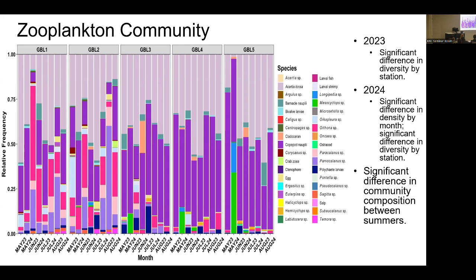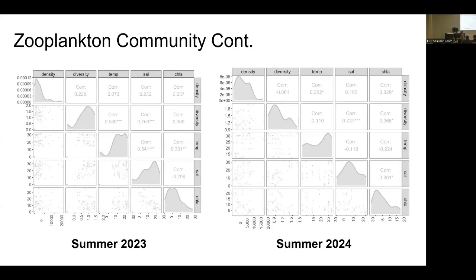So then after a MANOVA, I saw that there were significant differences in community composition between both summers. So generally, composition was affected by the differences in the environment. And then this is just a look at the biological parameters and the environmental parameters taken together. So in 2023 and in 2024, both years, there was a significant strong positive correlation between diversity and salinity. This is well established to be true in Galveston Bay, especially in the case of copepods. So typically where you see higher salinities, you're going to see more copepod diversity. And again, this holds true for both summers.